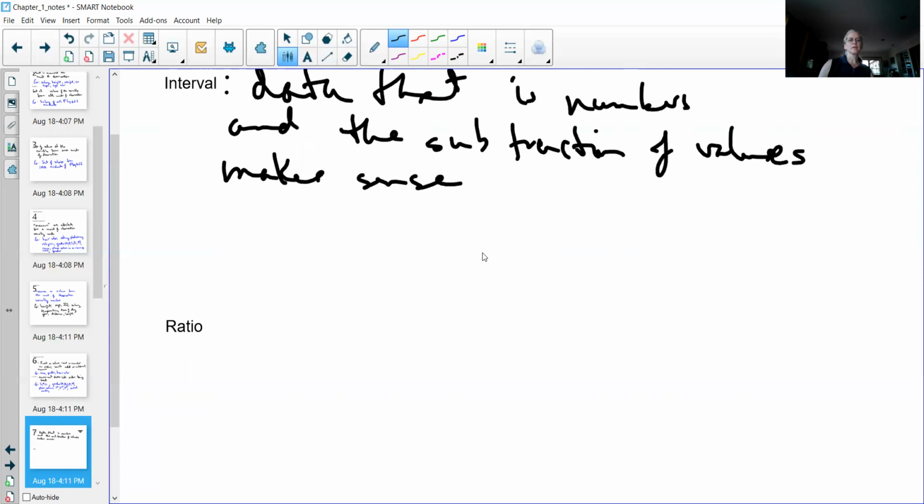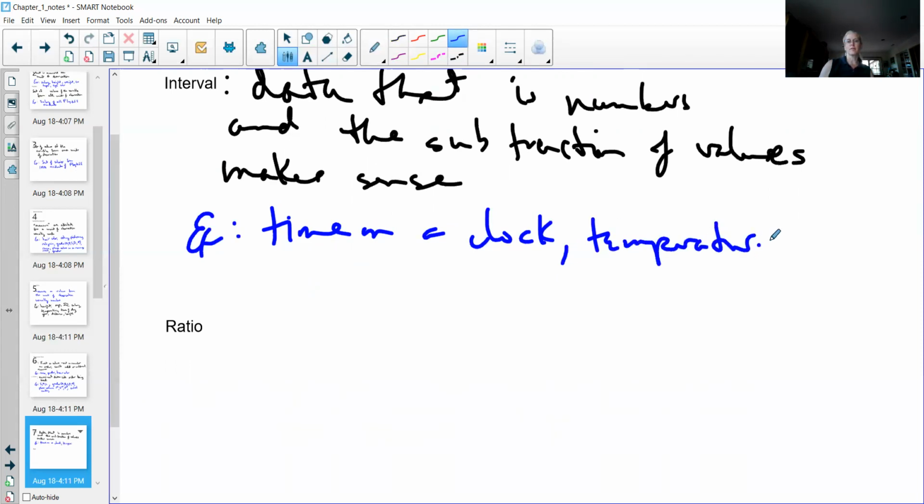So some examples of this, and again, there's not a lot of these either. Some examples of these are things like time on a clock. I can talk about being 2 o'clock, and I can talk about it being 5 o'clock, and I can say that 5 o'clock is 3 hours later than 2 o'clock. That makes sense to talk about that. Temperature. I can talk about the fact that this morning it was 15 degrees Celsius, this afternoon it was 30 degrees Celsius, and I can talk about it's 15 degrees warmer in the afternoon than it was in the morning. So I can talk about those things, and so these are examples of what we would call interval data.